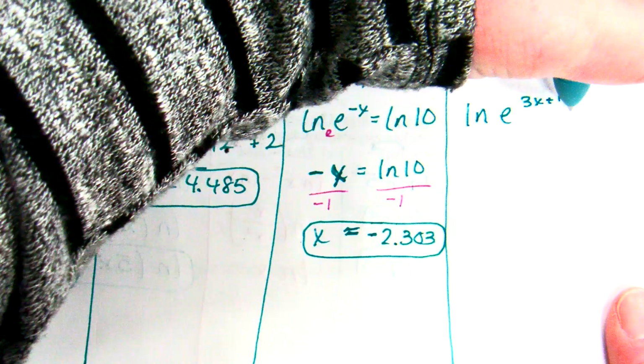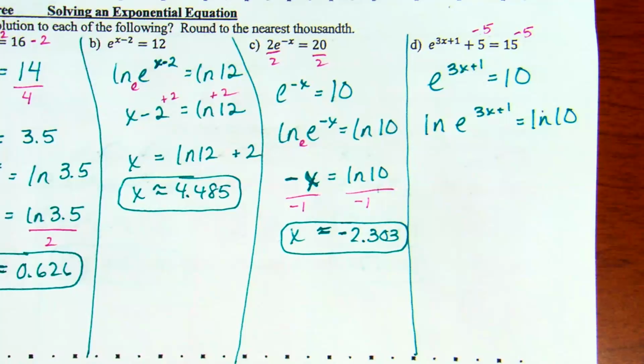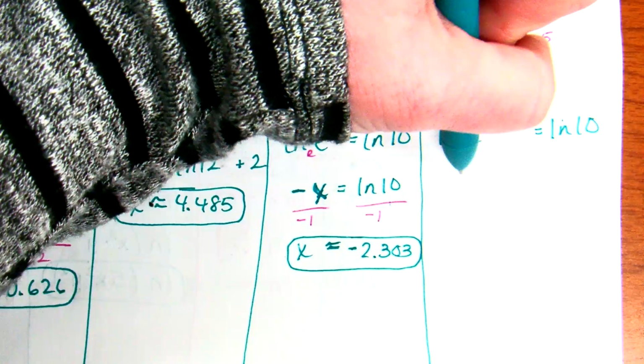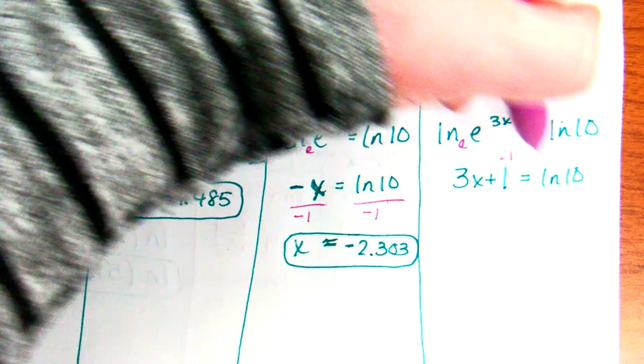Okay, we've got e to some power by itself. So take the natural log. So natural log of e to the 3x plus 1 equals, don't forget, natural log of 10. How do I solve for x? Oh, wait. In my brain, I was already there. What do we know about the natural log of e to the 3x plus 1? It's just 3x plus 1, right? So 3x plus 1 equals natural log of 10.